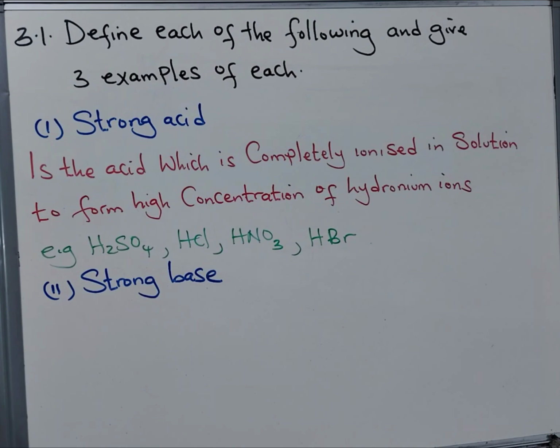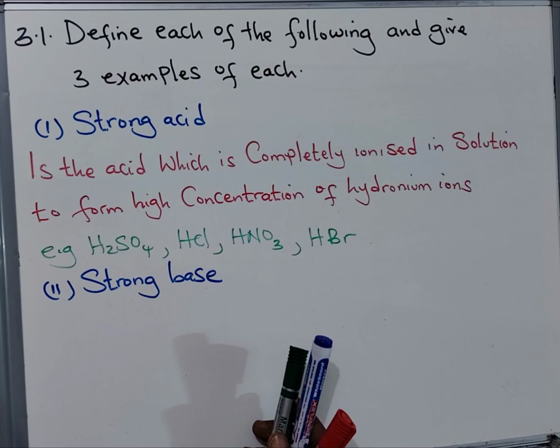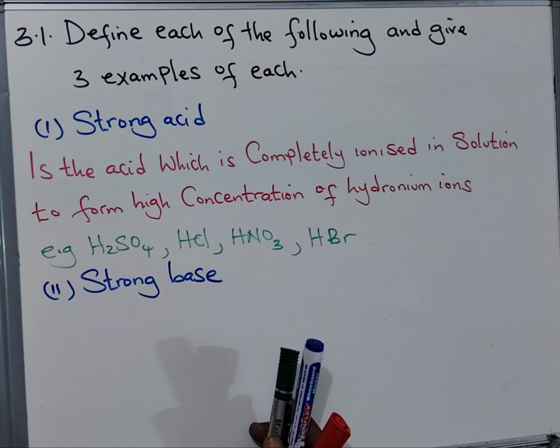But technically, there are also some bases which are not ionized already. So they undergo ionization, but most of the bases are already in ionic form. So the best term to use here is dissociation, which simply means separation. So back to the question, a strong base is the type of base which is completely dissociated in solution to form high concentration of hydroxide ions.